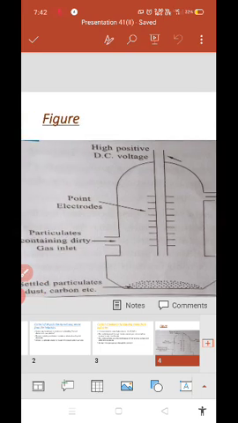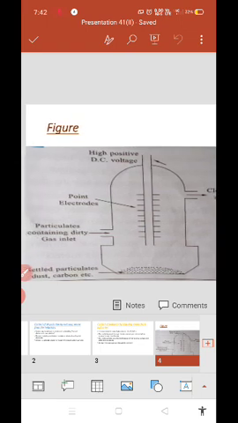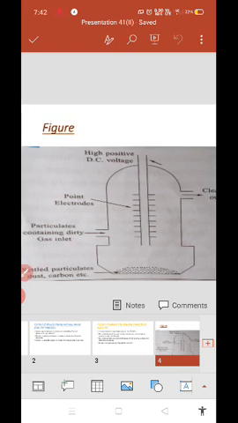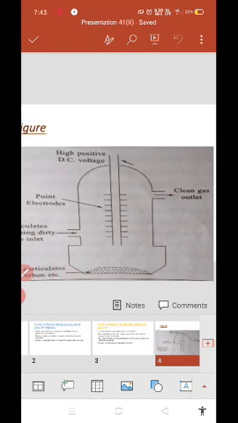How can we control the air pollution? Listen here. This is the high positive DC voltage. This is the chimney. We have to use the electrostatic precipitators here, with a point electrode, the dirty gas inlet containing particulates, the settled particulates, dust, carbon, etc., and the clean gas outlet from the chimney.